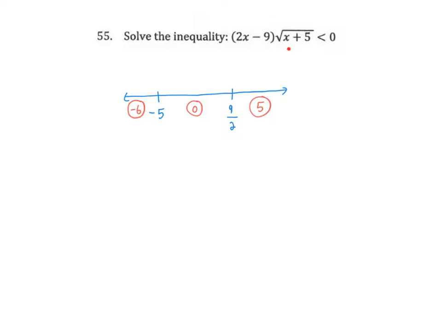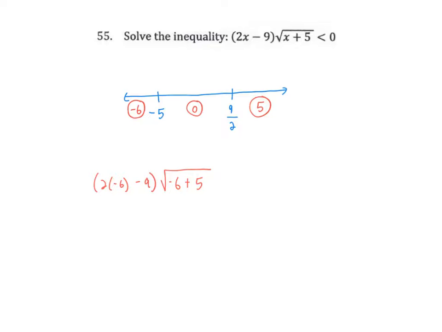Okay, now plug each of these 3 test points into this expression. You don't care what the answer is, you only care if the answer is positive or negative. So when you plug in, for example, -6 for x, you only care if this ends up simplifying to something negative or positive. Okay, so let's do that first. Plug in -6: 2 times -6 minus 9, times the square root of -6 plus 5.